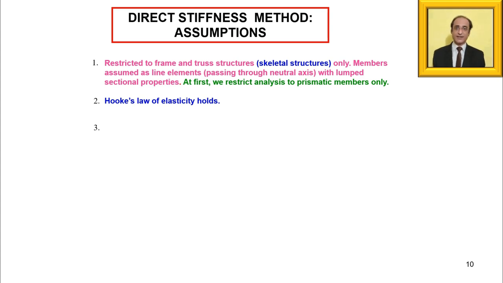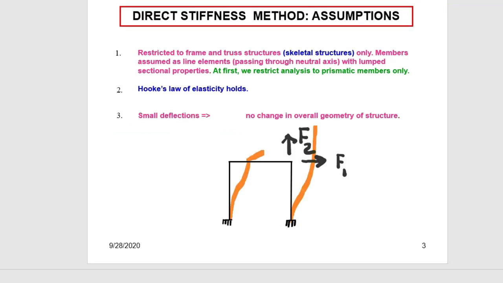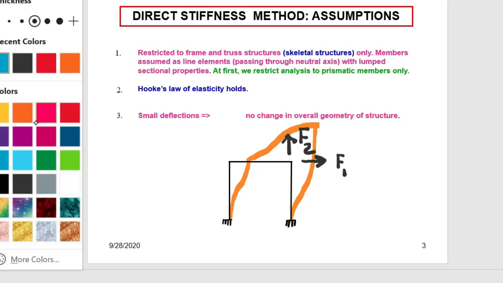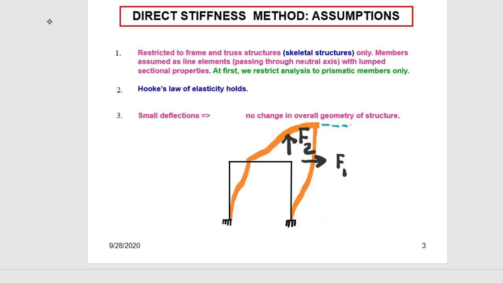Then we assume that all the deflections are small deflections. Why don't we assume large deflections? Because then another kind of non-linearity comes in. Geometry itself might change. Say for example, if we have a structure and we want it to deform under loads, let's say we have one horizontal load and one vertical load. So this is the deformed structure.